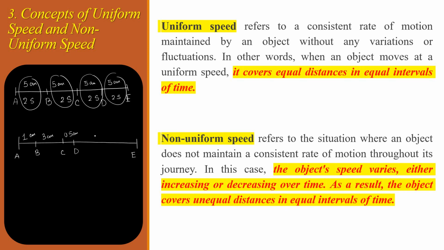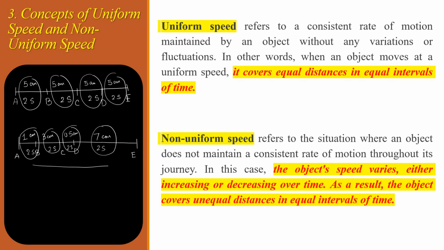and this is 7 centimeter. Okay, so this distance is covered in 2 seconds. This is also in 2 seconds. This is also in 2 seconds, and this is also in 2 seconds. But in each case, the distance is different. Time is same, but distance is different. So this motion or this speed is a non-uniform one.